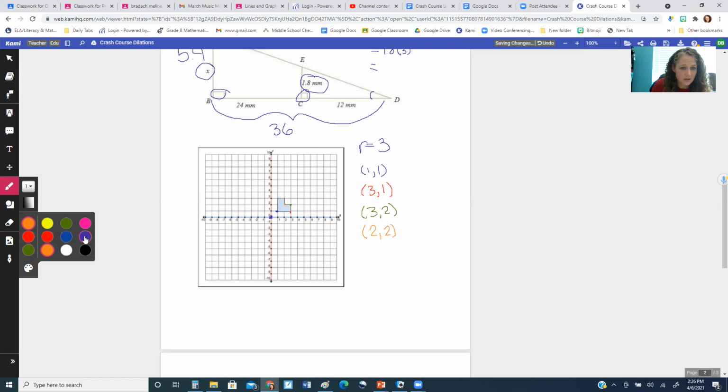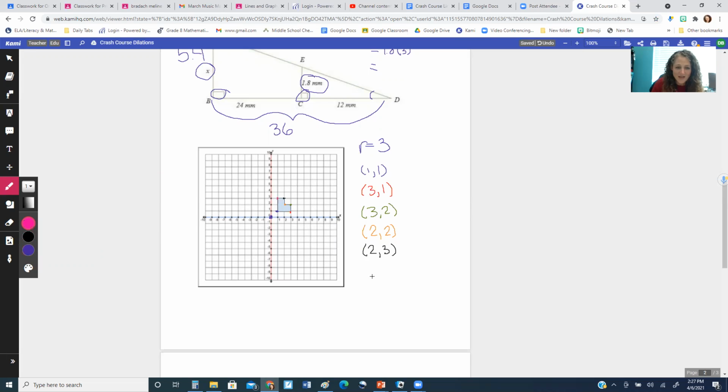Let's get another color, purple. No, we already have purple. In black, we're going to have the point 2, 3. And then one more color. Do we have green yet? Pink. We have pink. We're going to have the point 1, 3.